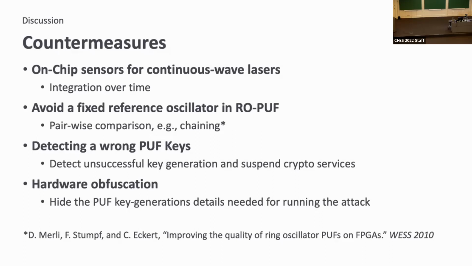The path state recovery attack was possible because the chip continues its operation even with a wrong key. Detecting wrong path keys and suspending crypto services can be a countermeasure. Finally, the attacker needs details about error correction and crypto. Hiding the details with hardware obfuscation techniques can be another countermeasure.